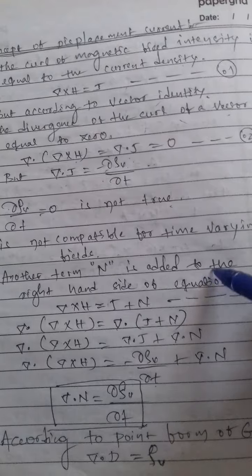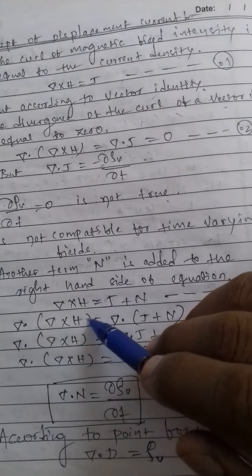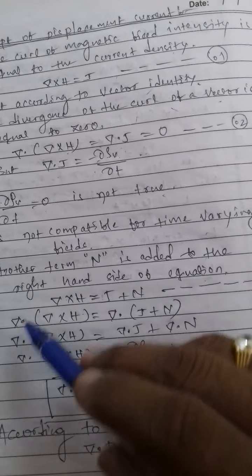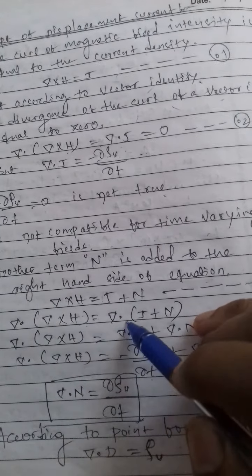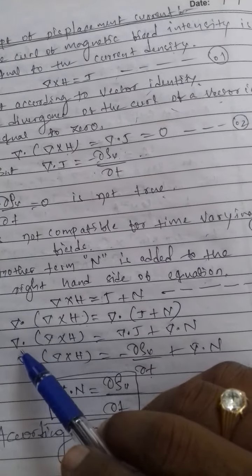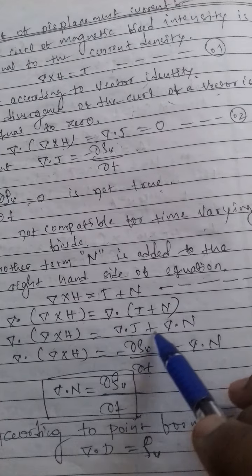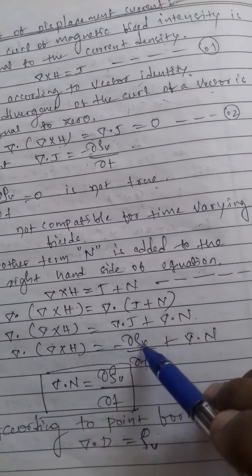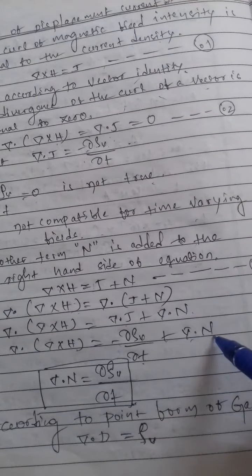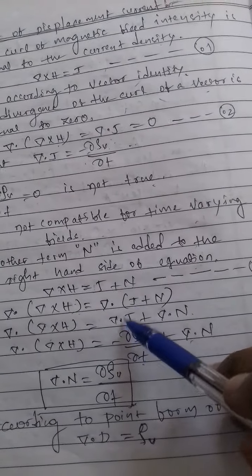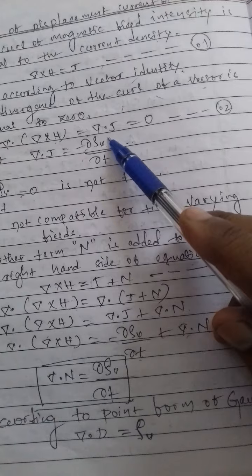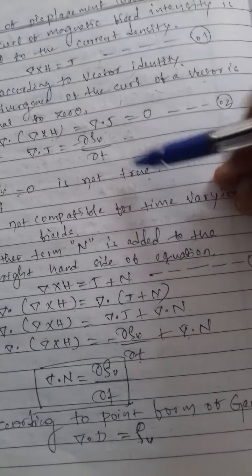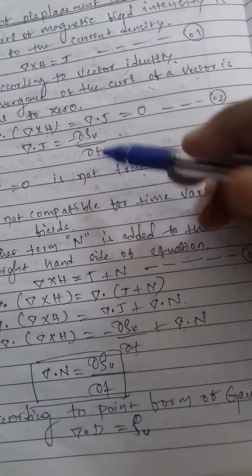Another term N is added to the right hand side of the equation. Del cross H is equal to J plus N. Taking the divergence, del dot del cross H is equal to del dot J plus del dot N, which is minus dou rho v by dou t plus del dot N, because del dot J is equal to minus dou rho v by dou t, the rate of change of the volume charge density.